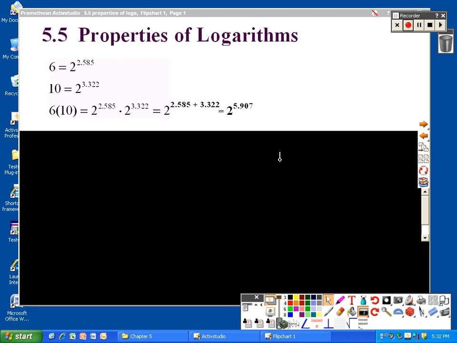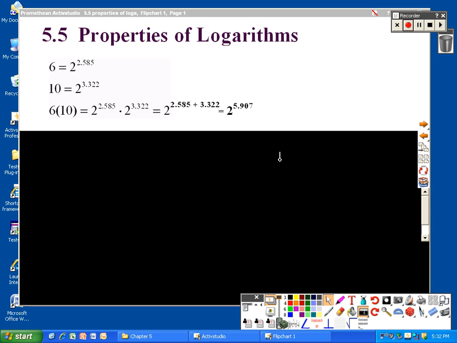Today we're going to continue with our logs, and I'm going to teach you about some properties of logs. Let's recall from the other day when we found the values of 6 and 10 in logarithmic form. Remember that 6 was 2 raised to the 2.585 and 10 was 2 raised to the 3.322. Well, what if we wanted to multiply 6 times 10?